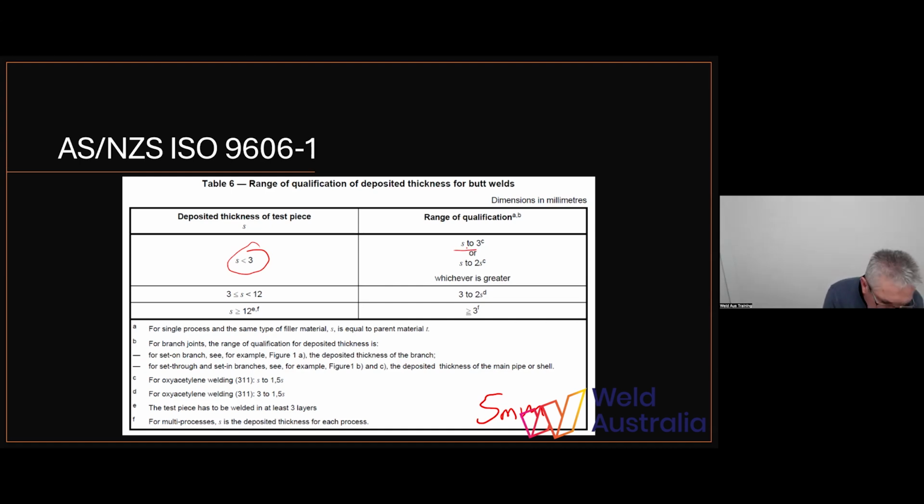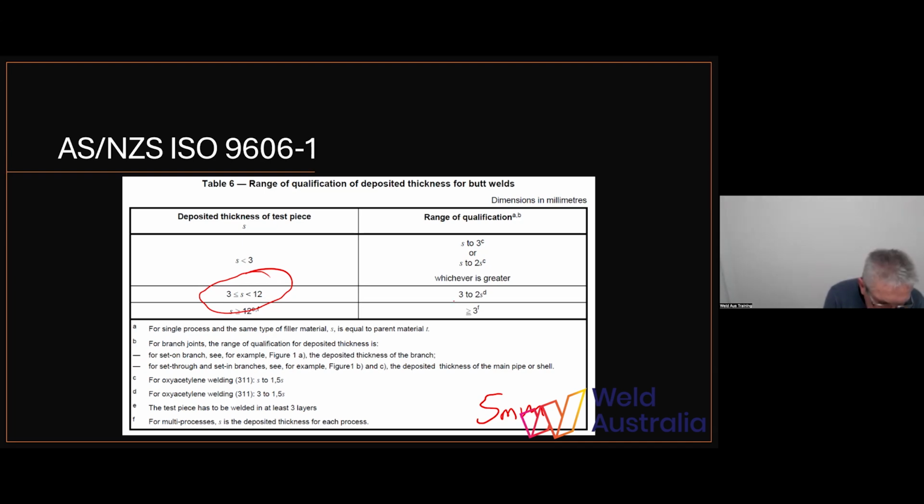But see how you've got these little letters here? These actually mean referencing these. So oxyacetylene weld is covered in here, and generally we tend to forget them a little bit. So we are talking deposited thickness here, all right? So let's say, for instance, we've done a root run of 5 mil. All right, so we're actually coming within this range. We're more than 3, but we're less than 12.